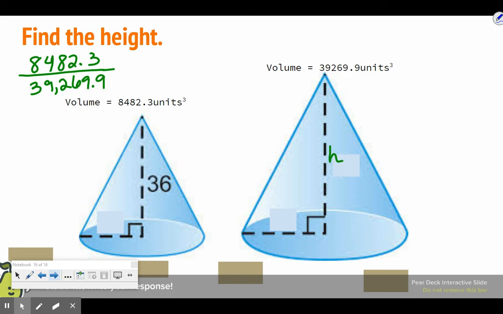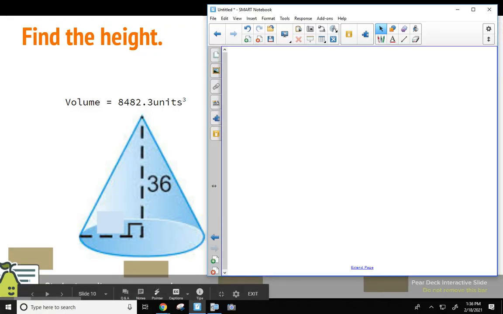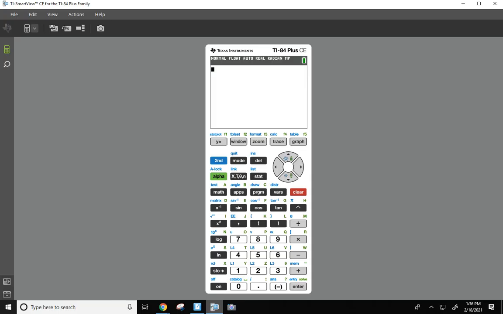Okay, so the opposite of cubing would be a cube root. Okay, so we are going to cube root these. Cube root both of these to help us find our scale factor for our heights. Okay, so I'm going to show you how to do that on your calculator here. Let me get the calculator up. Okay, so your cube root is under your math button.